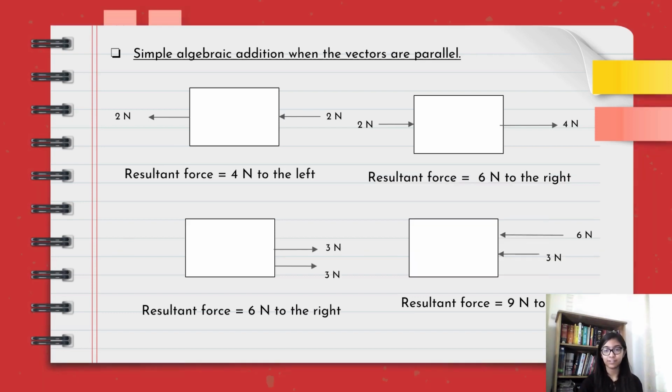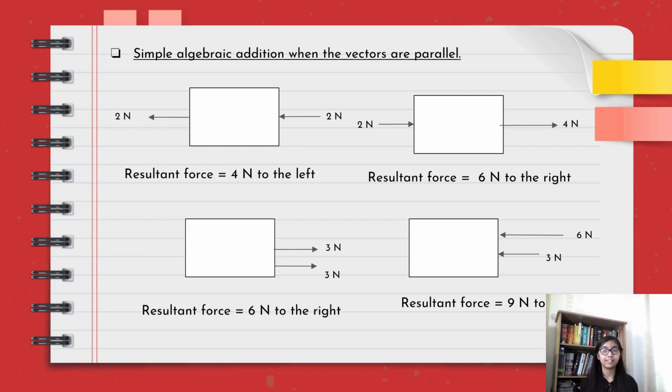Simple algebraic addition when the vectors are parallel. Now this method is all about adding the forces that are acting in the same direction on an object. Example 1 shows two forces of 2 Newton working to the left side, and we add them up, which will give us a resultant force of 4 Newton that is acting on the left side.